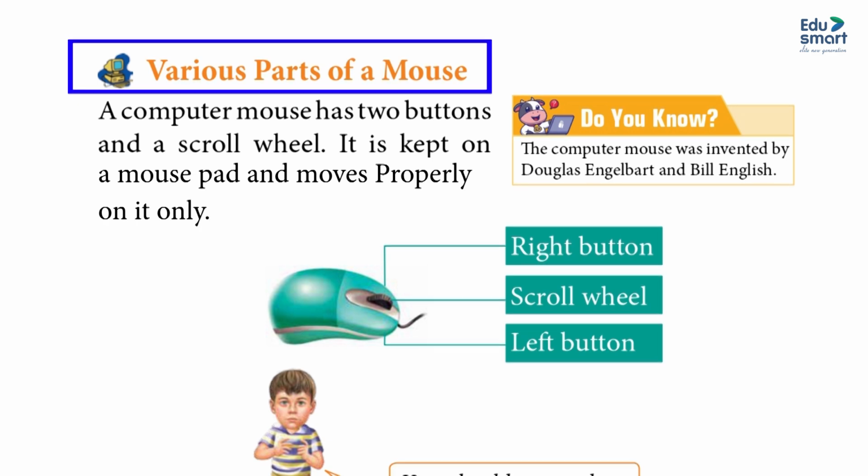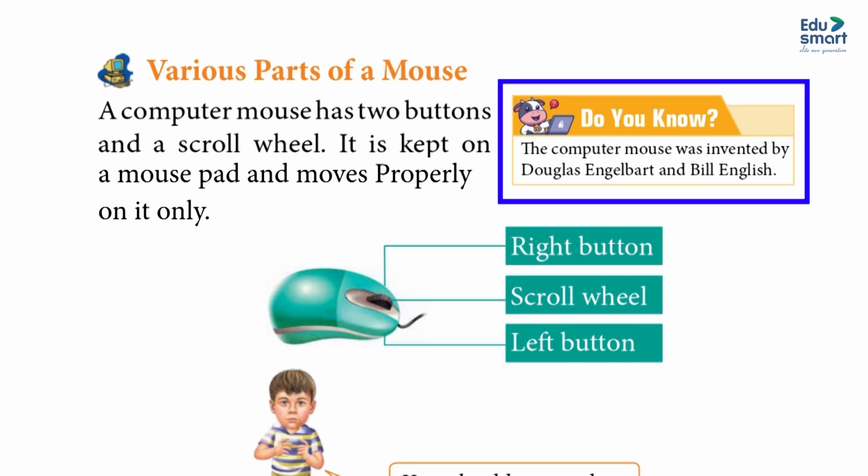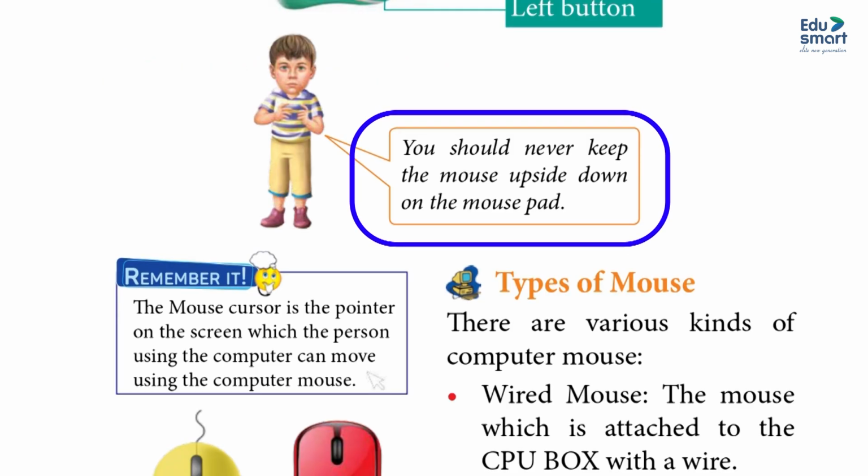Various parts of a mouse. A computer mouse has 2 buttons and a scroll wheel. It is capped on a mouse pad and moves properly on it only. Do you know the computer mouse was invented by Douglas Engelbart and Bill English? Right button, scroll wheel, left button. You should never keep the mouse upside down on the mouse pad.